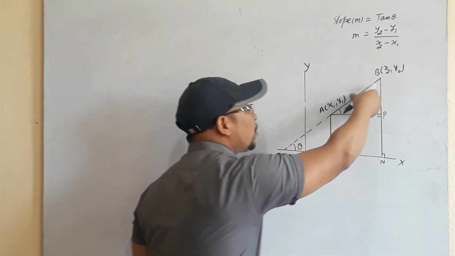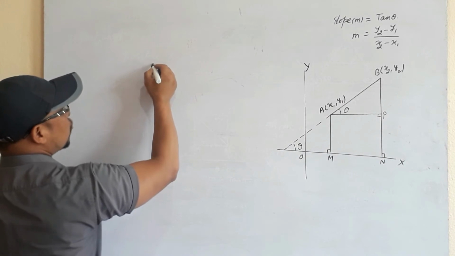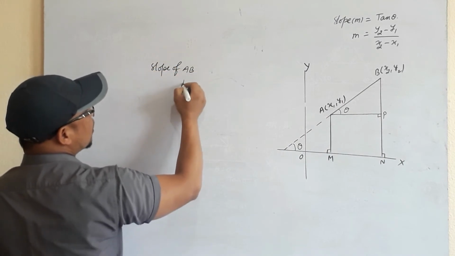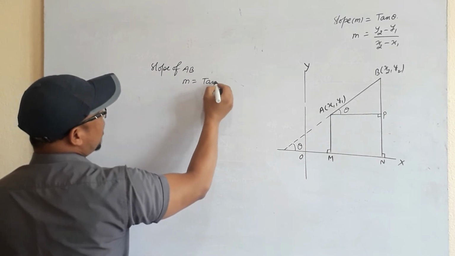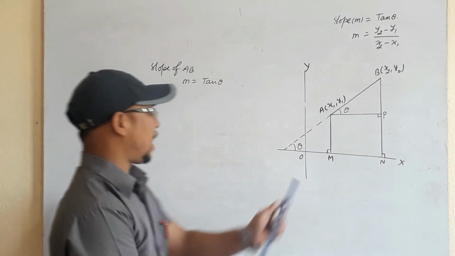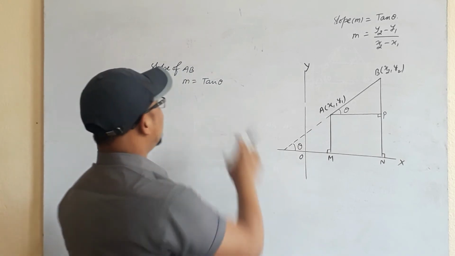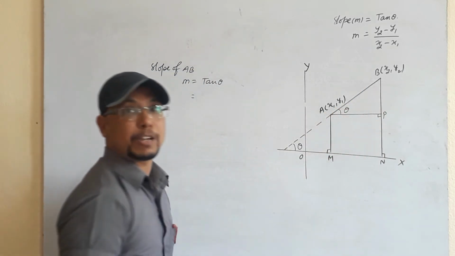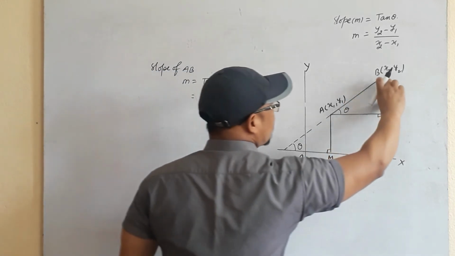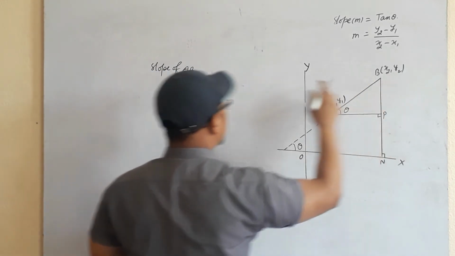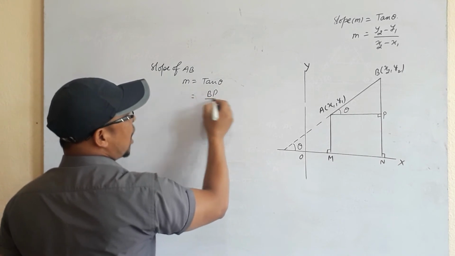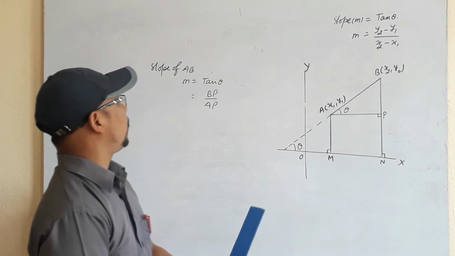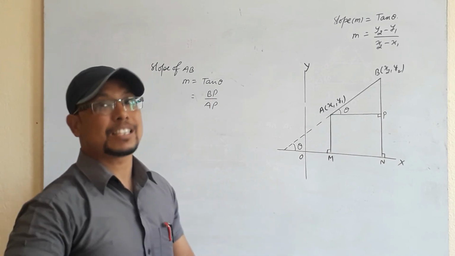So what is the slope of this AB? The slope of AB, m, equals tan theta, because the angle is theta. Now what is tan theta here? In this triangle, tan theta means perpendicular divided by base. So tan theta is P by B, where P is BP and B is AP. Now you need to find the values of BP and AP.